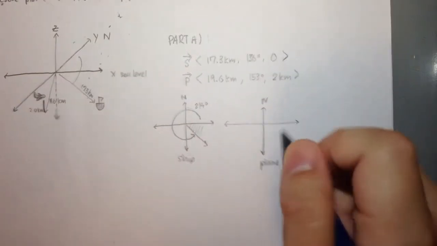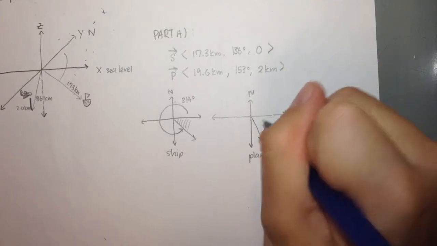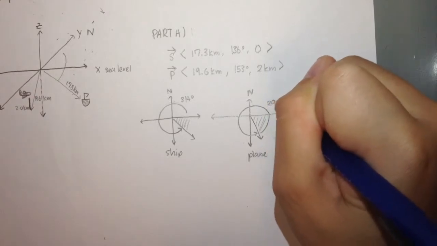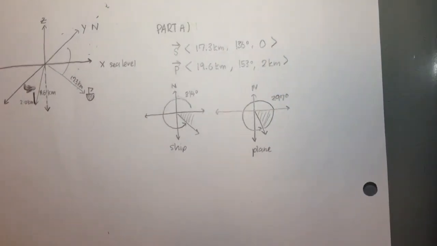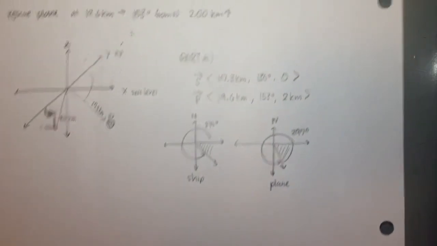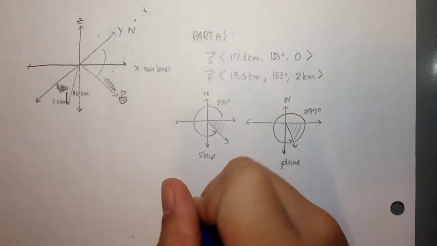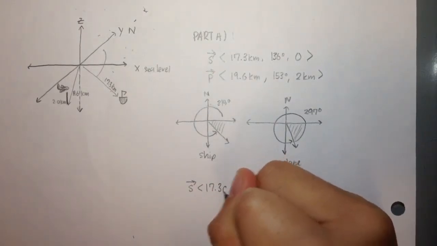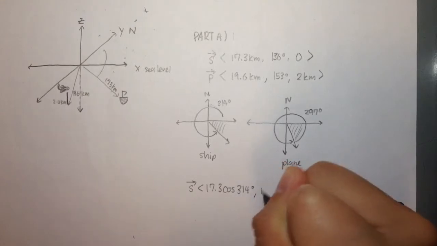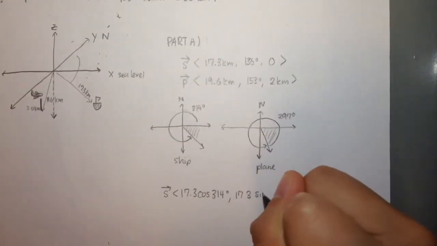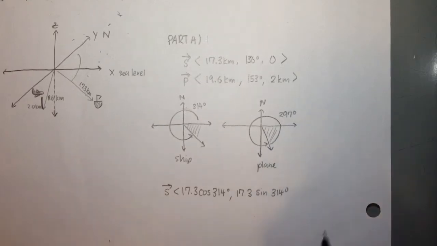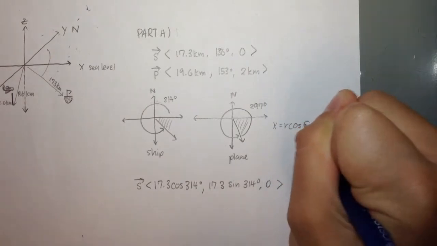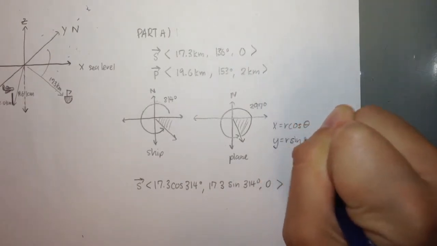Same thing with this one. We know that it's around here, so if we find this angle, we can find this angle right here, which is around 297 degrees. All right, so now we're going to change them into Cartesian form. So the vector S is going to be 17.3 cosine 314 degrees, 17.3 sine 314 degrees, and then 0. Keep in mind that we know that x equals r cosine theta and y equals r sine theta.